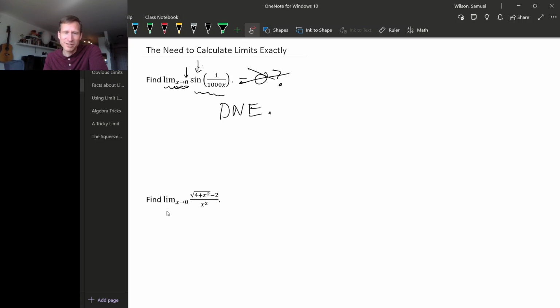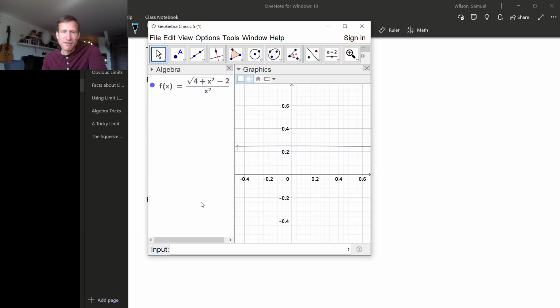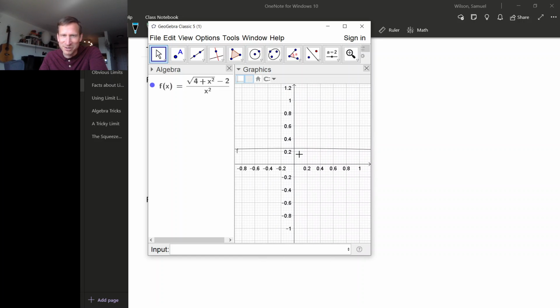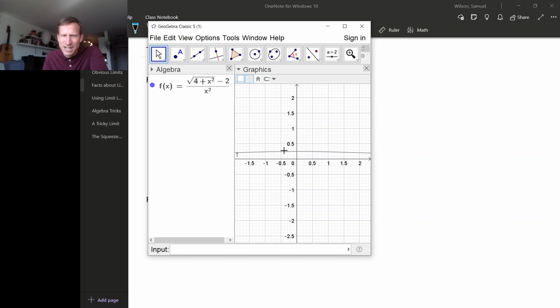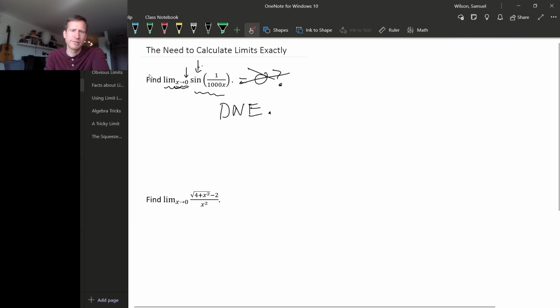Okay, let's look at one more example. How about the limit as x goes to 0 of the square root of 4 minus x squared, minus 2, over x squared? So if we graph that function, it looks like this. And let's see, it's a little hard to tell exactly where this is. Maybe if we zoom out a little bit, it'll be easier to see. As x goes to 0, it looks like the height is about a quarter. So maybe about a quarter. We'll put a question mark on that.